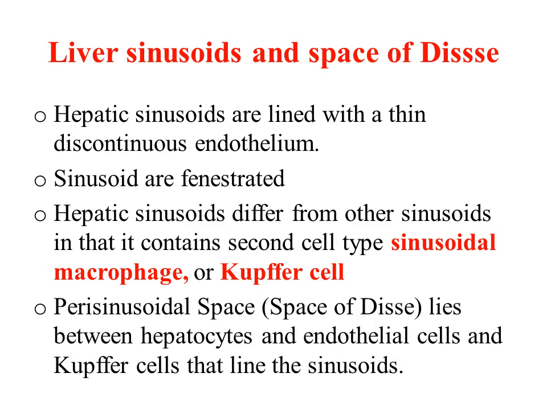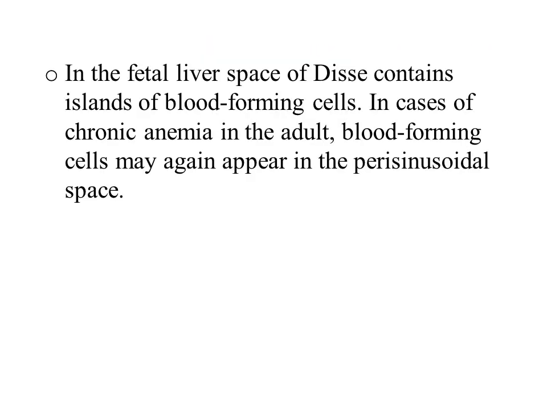The perisinusoidal space of Disse lies between the hepatocytes and endothelial cells, and the Kupffer cells lie in the sinusoid. In the fetal liver, the space of Disse contains islands of blood-forming cells. In the case of chronic anemia in adults, blood-forming cells may again appear in the perisinusoidal space. This is the importance of the space of Disse.